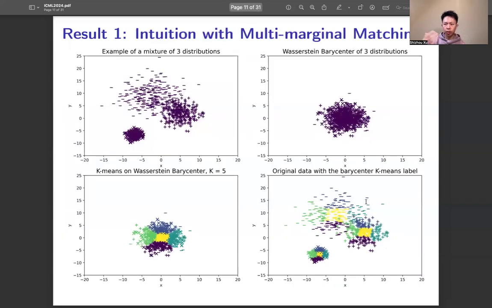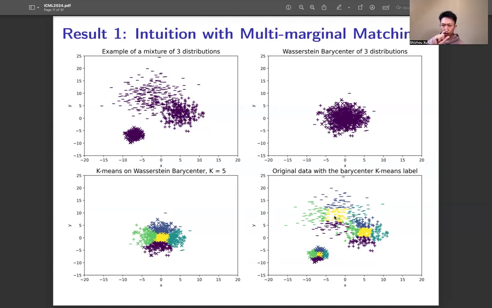Okay. To provide an intuition of this barycenter characterization, we perform k-means on the barycenter. So on the upper left, we have three sensitive groups, minus, plus, and cross. And on the upper right, we have the barycenter. On the lower left, we perform 5-means clustering on the barycenter. And on the lower right, we look at the barycenter labeling on the original data.